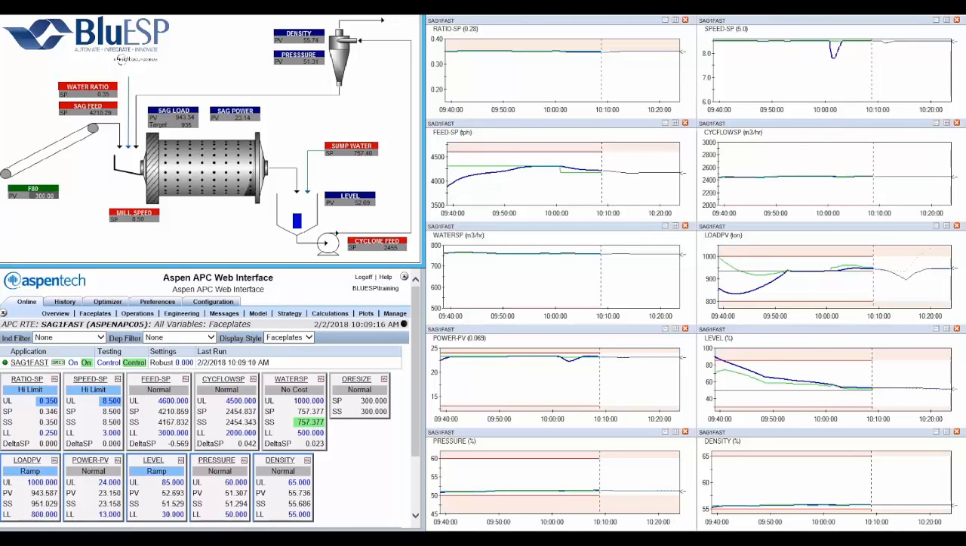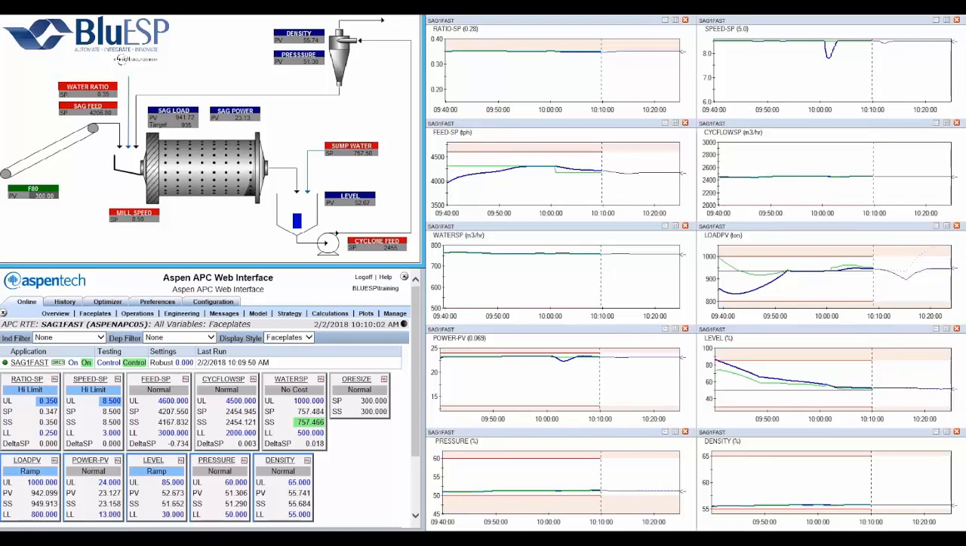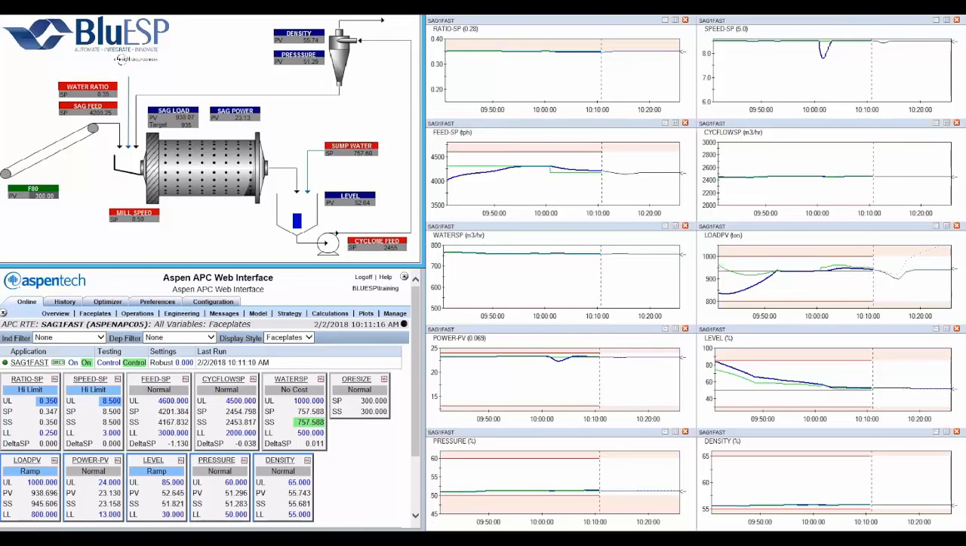The actions taken by the technology to reject the disturbance do not affect the sump level, as it did in manual operation, leading to a consistent cyclone pressure.